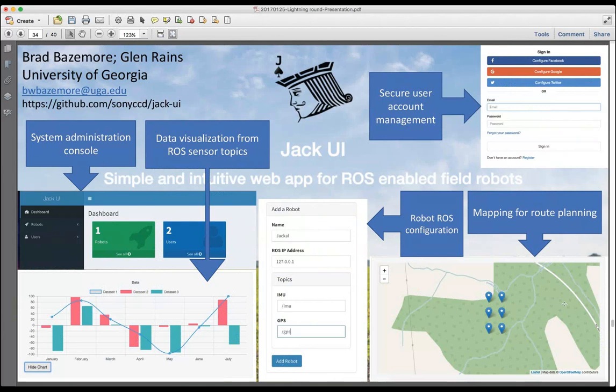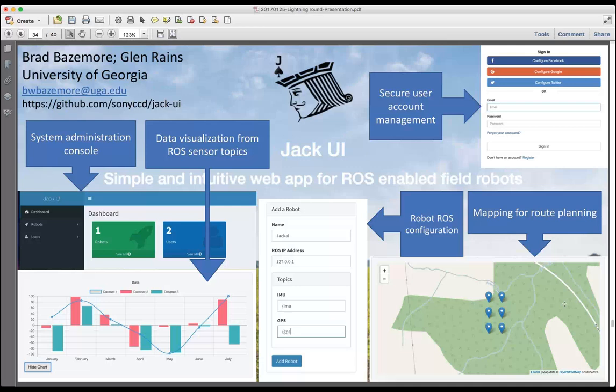Brad, hello, are you there? Yeah, I'm here. My name is Brad Bazemore. I'm a master's student at the University of Georgia, and I've been developing a user interface for all ROS field robots. That's completely web-based. It runs mobile-friendly and on tablets and everything of the sort.